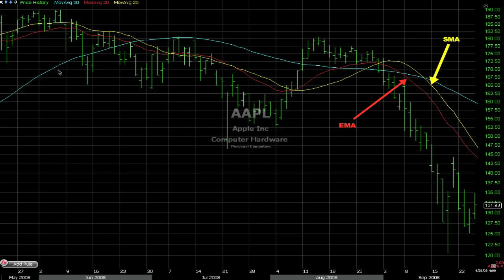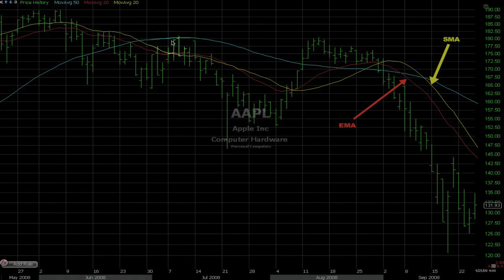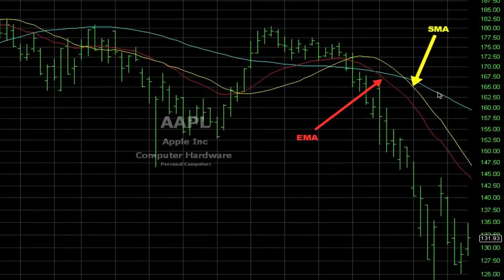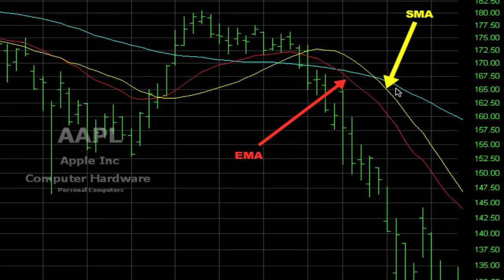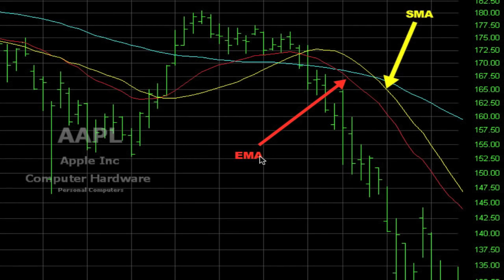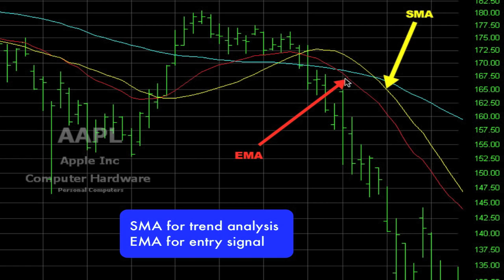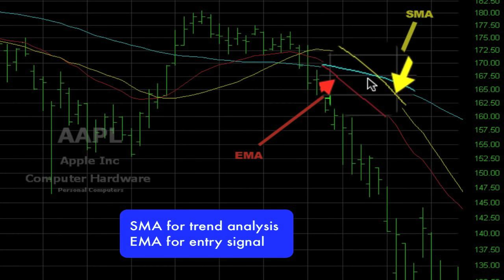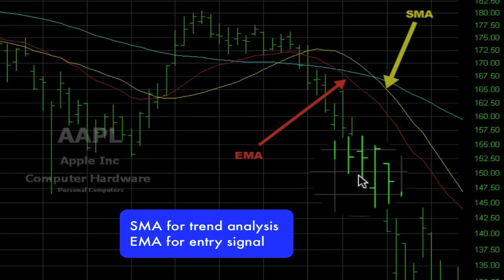But after I've done my analysis, which is looking at my MA and seeing that it's downsloping, so the trend is down, I want a quick entry to the downside. Here, I want a quicker entry than what the SMA gives me, so I use the EMA for this purpose. It gets me in faster, giving me a better profit and risk reward.